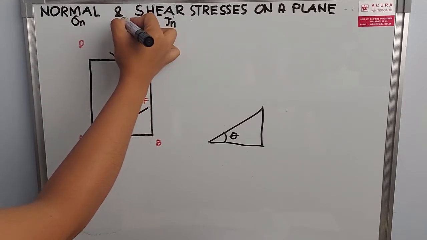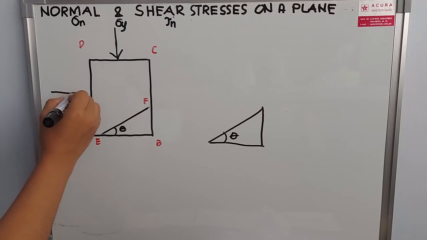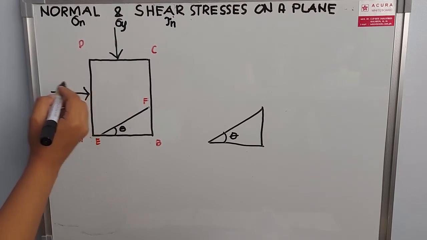So this is your normal stress along y direction. If we have a normal stress on the y direction, we also have a normal stress acting on x direction.